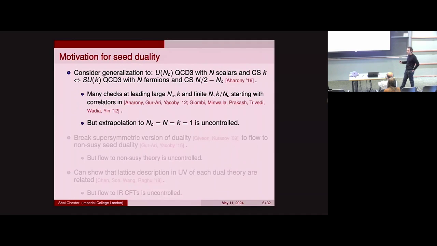I mean, the scaling dimensions you get would give kind of crazy numbers. Another way you could try to motivate it is that you could start with a supersymmetric version of the duality, and then you could try to flow to a non-supersymmetric version. But this flow is uncontrolled.